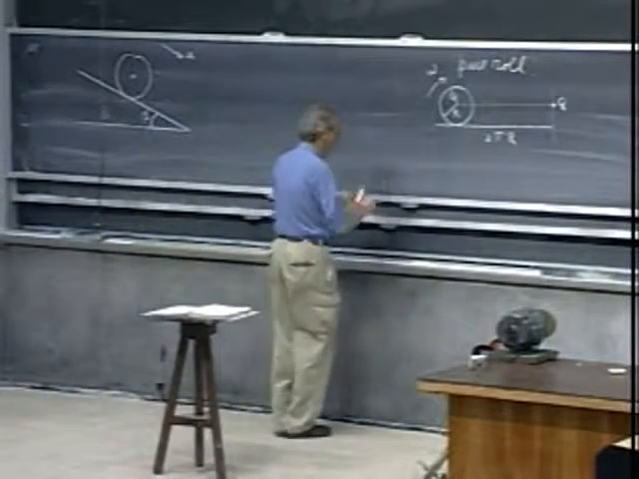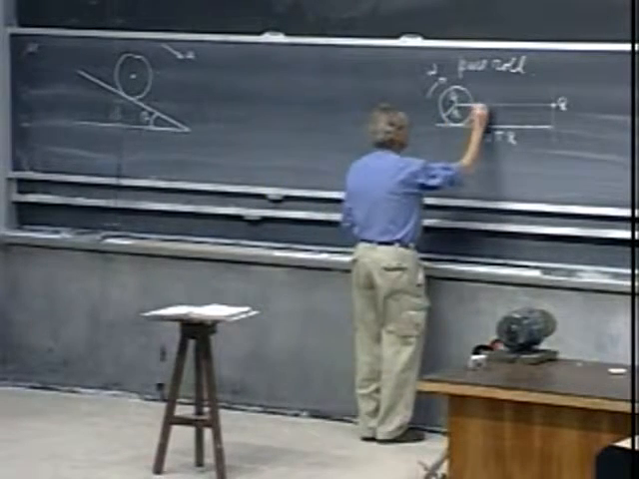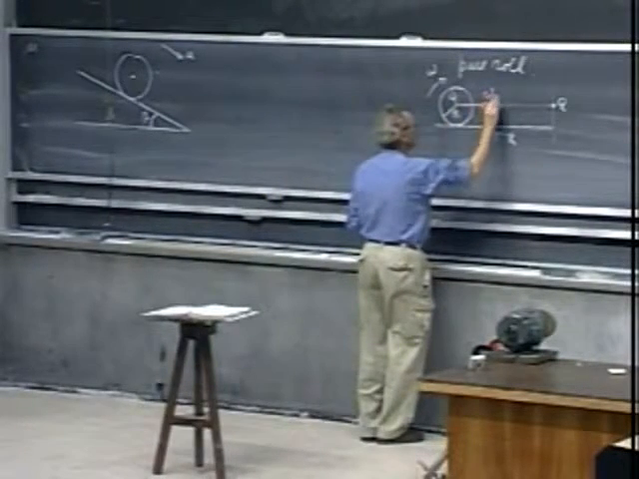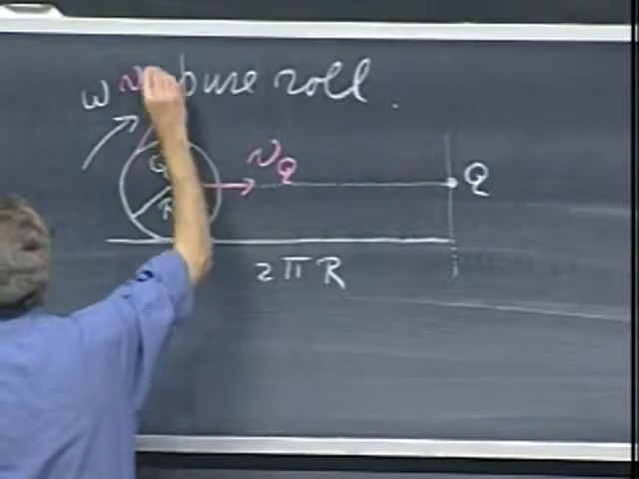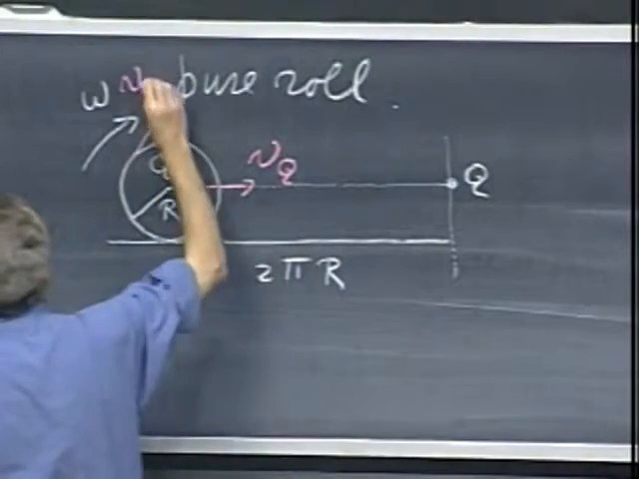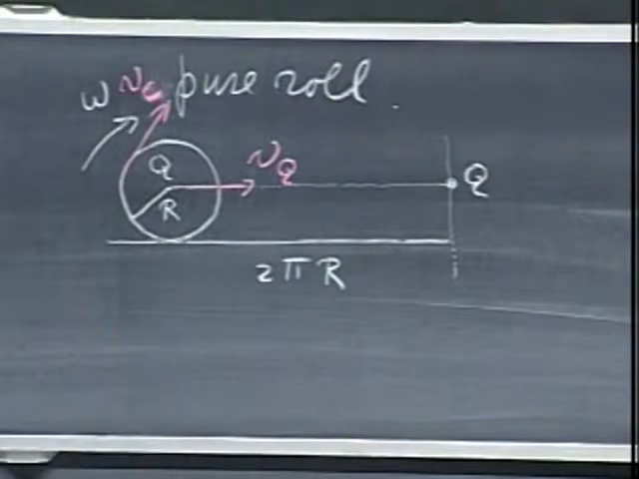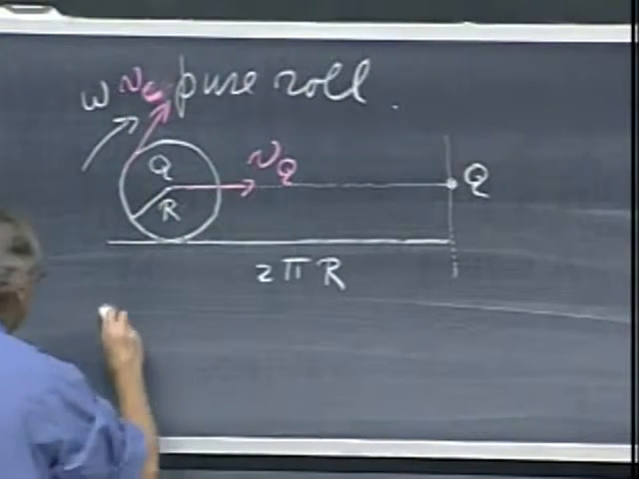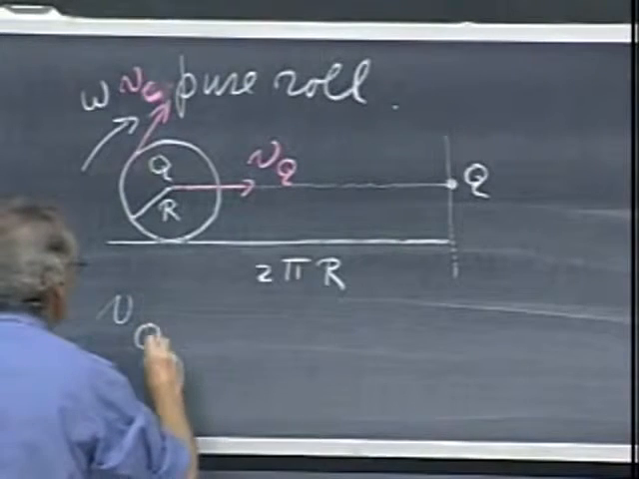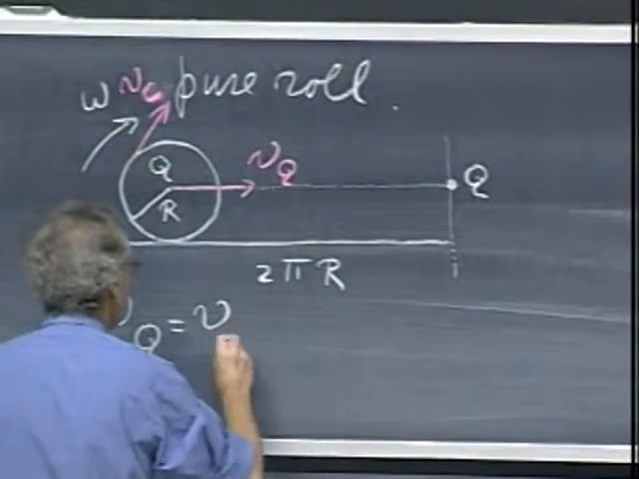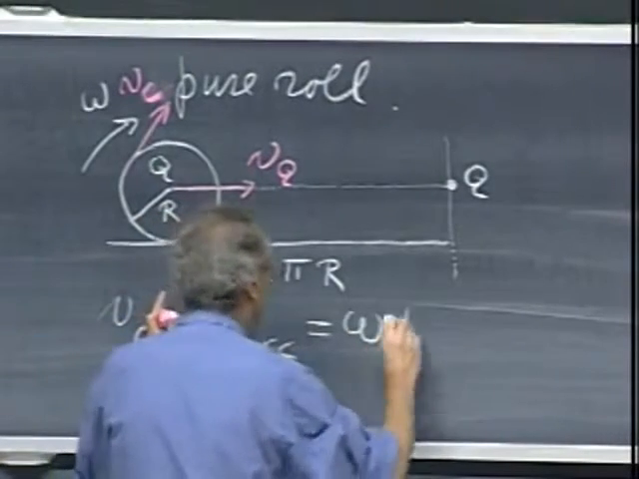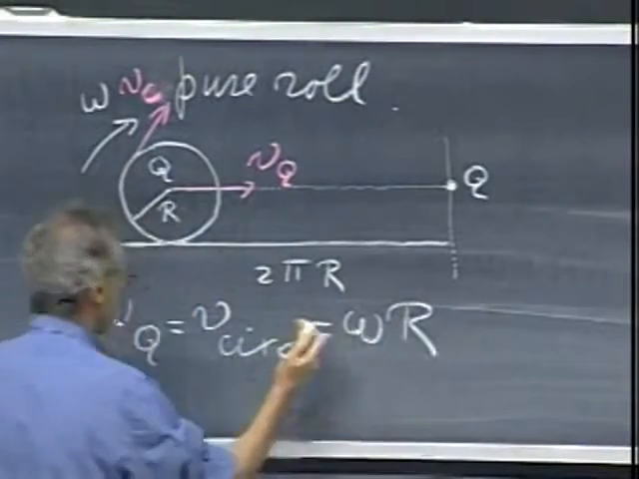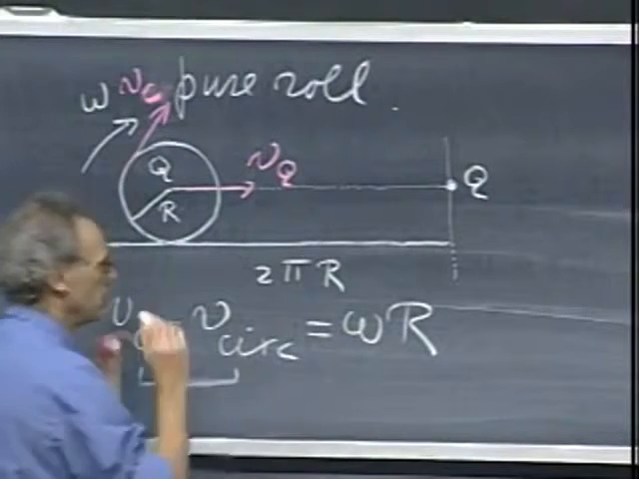When we have pure roll, the velocity of this point Q and the velocity of the circumference, I'll just put a C there, are the same. In other words, VQ is then exactly the same as V circumference, and V circumference is always omega r. This part always holds, but for pure roll, this holds.